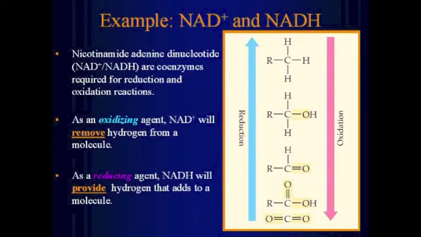As an example, NAD and NADH. Let's keep track of what's going on there. As an oxidizing agent, NAD will remove hydrogen from a molecule. It'll remove hydrogen and the bond, and 2 electrons with it. As a reducing agent, NADH will provide hydrogen to the molecule. This hydrogen will come off and 2 electrons will go with it.